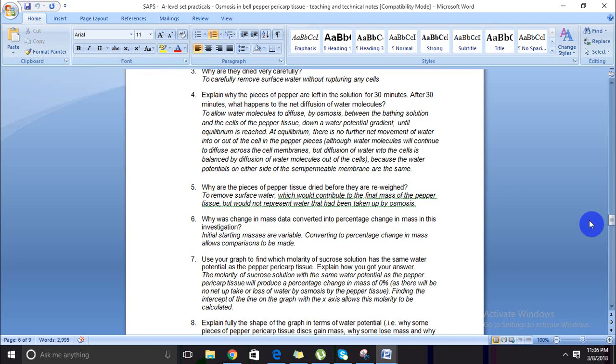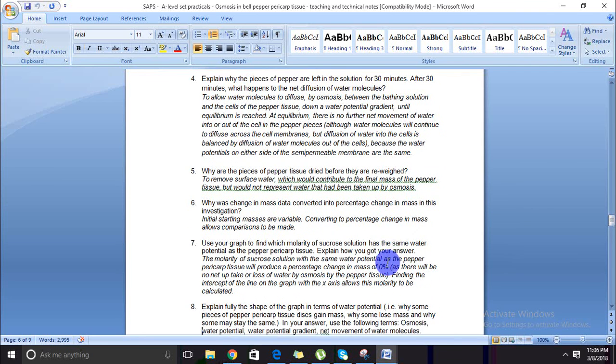Use a graph to find which molarity of sucrose solution has the same water potential as the pepper pericarp. Explain. The molarity of sucrose solution with the same water potential as the pepper will produce a percentage change in mass of 0%, for there will be no net loss or net uptake. And how do you find the molarity? Finding the intercept of the line on the graph with the x-axis allows the molarity to be calculated.